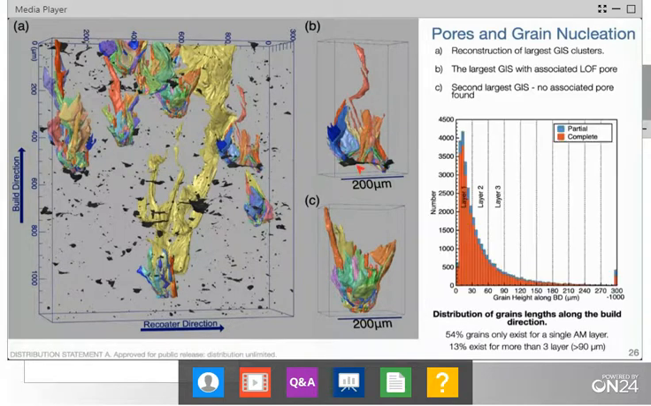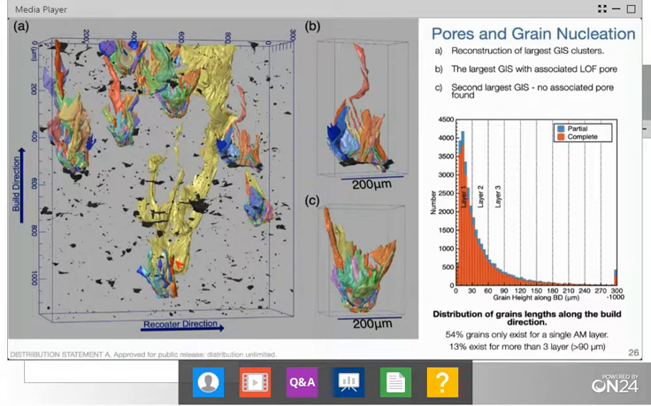In fact, if we look at how long a grain lasts, how many different AM layers, the vast majority are gone within one layer. 50% of the grains only exist for one layer, and only 13% of the grains exist past 3 layers. So basically, the vast majority of the grains do not make it past the 3rd layer. But out here at the end, there are these exceptions, and here's a great example of this.